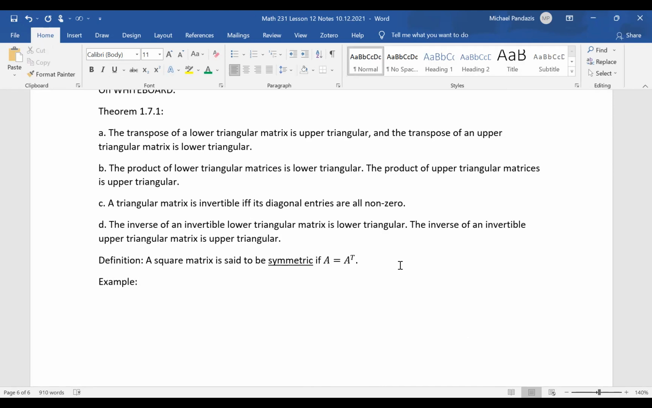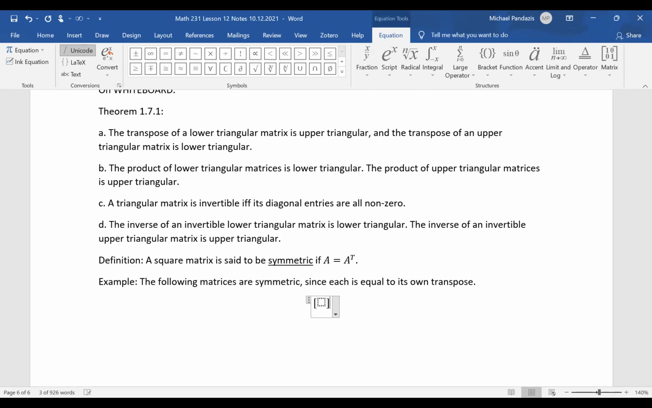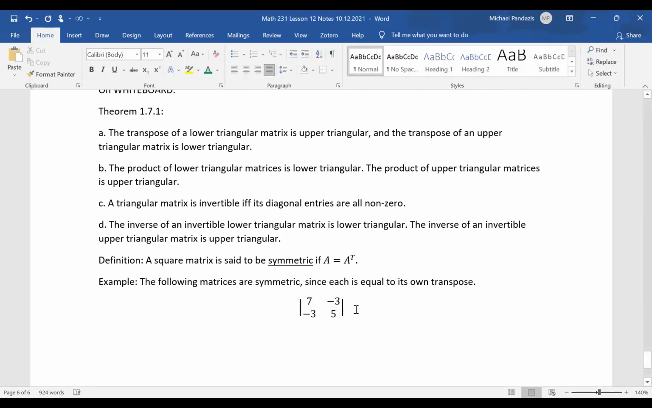Okay, example. So the following matrices are symmetric, since each is equal to its own transpose. Okay, so let's look at some of these matrices. Each of these matrices is symmetric. This one has 7 on the main diagonal, 5 on the main diagonal. This is a -3, and that's a -3. Okay, so if you take the transpose of that matrix, if you just switch the rows and columns, it's equal to itself. So the transpose is equal to itself.